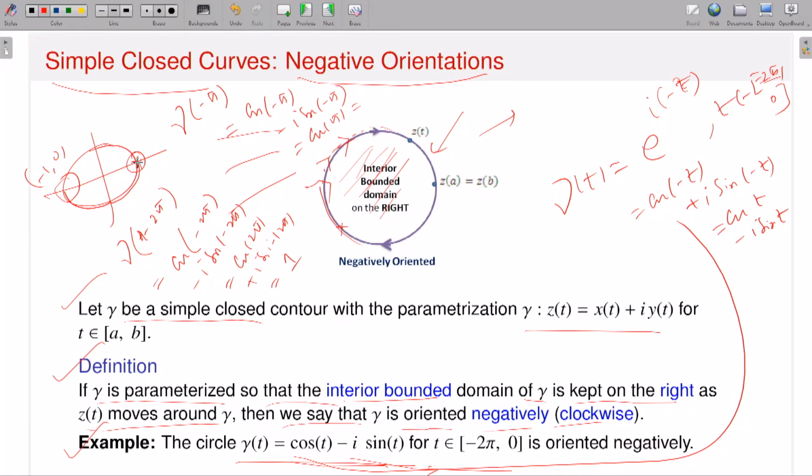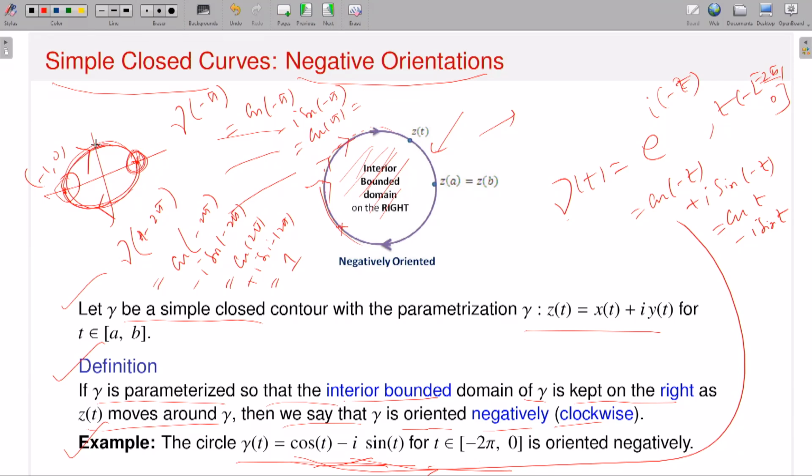So I am starting from here, then as t runs from minus 2 pi through minus pi and then 0, I am moving in these directions. Correct? So for this circle gamma of t with its parameterization, if t runs from minus 2 pi I start from here, at t equal to minus pi I reach here, and at t equal to 0 I end up at the point 1 comma 0. That means I am moving in these directions.